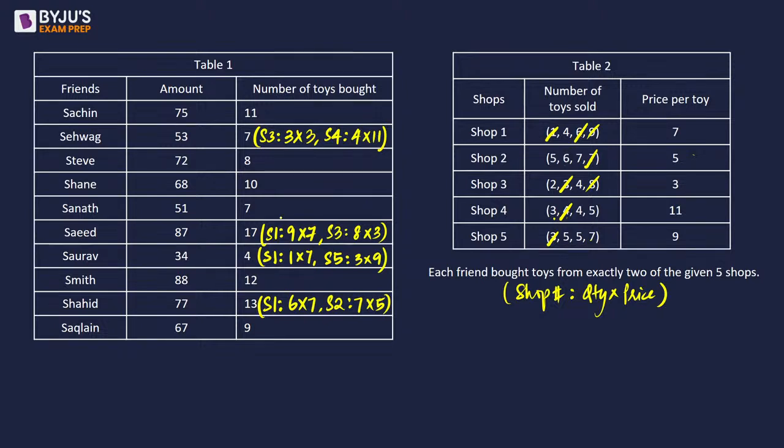Okay, let's look at the next 7. For the next 7, the possibility is 33 and 28. Okay, so for Sanat, it is going to be shop number 1, from where he buys 4 toys of 7 rupees each, so that's 28 rupees. And from shop number 4, he buys 3 toys of 11 rupees each, so 28 plus 33. Hold on, 28 plus 33 is 61. It's not 51. It is 61.